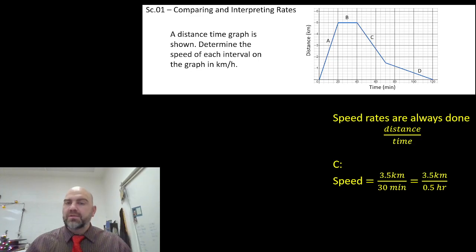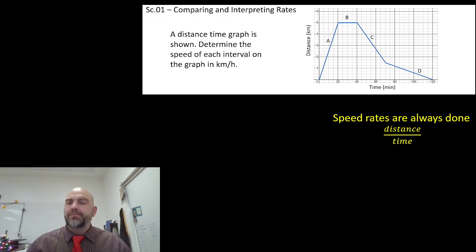And the time is going from 40 to 70 minutes, which means that is 30 minutes. All right, we can change the time into hours. So that's 0.5 of an hour. And we're going to get a speed of 7 kilometers per hour. Now you'll notice that A was steeper than C, which means that A was faster than C, which is what we found, okay, by actually quite a bit.